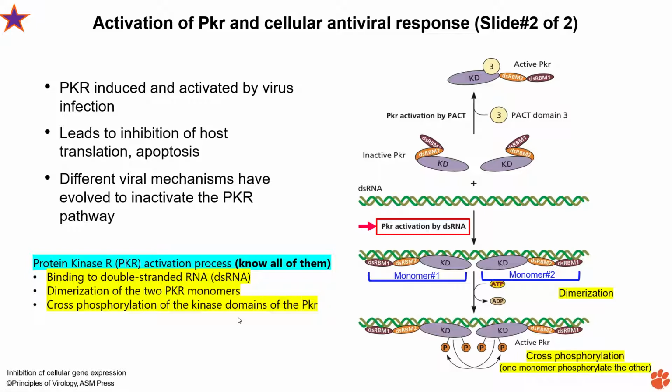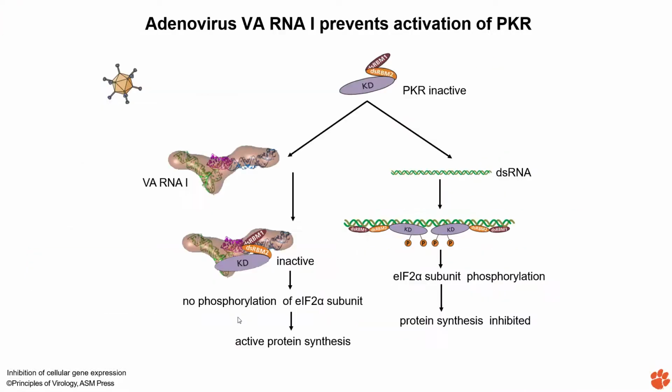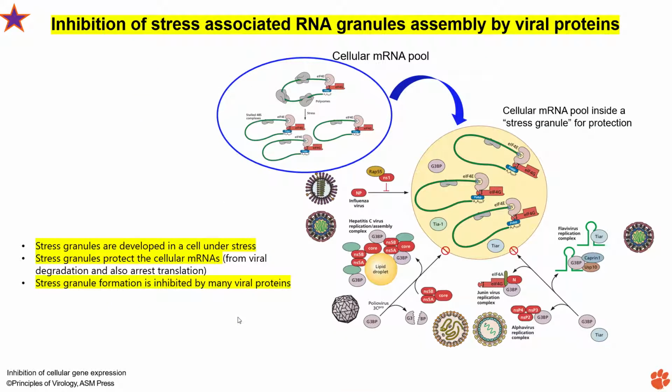All right, so let's go right here. A very straightforward question: which of the following structures develops under stress to protect the mRNA and is inhibited by many viral proteins?